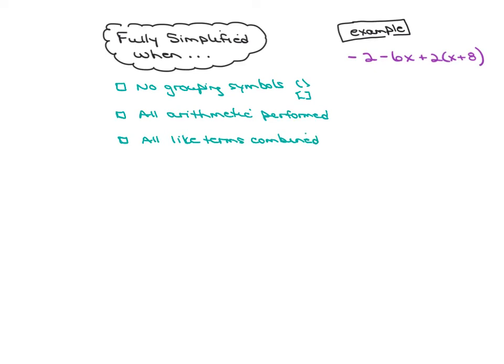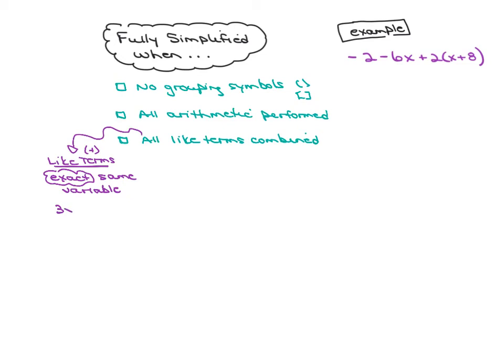And I'm going to pause here for a minute and talk a little bit about like terms. For two terms, and terms are, remember, things that are being added. So we're going to be thinking about addition when we're thinking about terms. So like terms are things that have the exact same variables. Let's look at some that are and aren't.